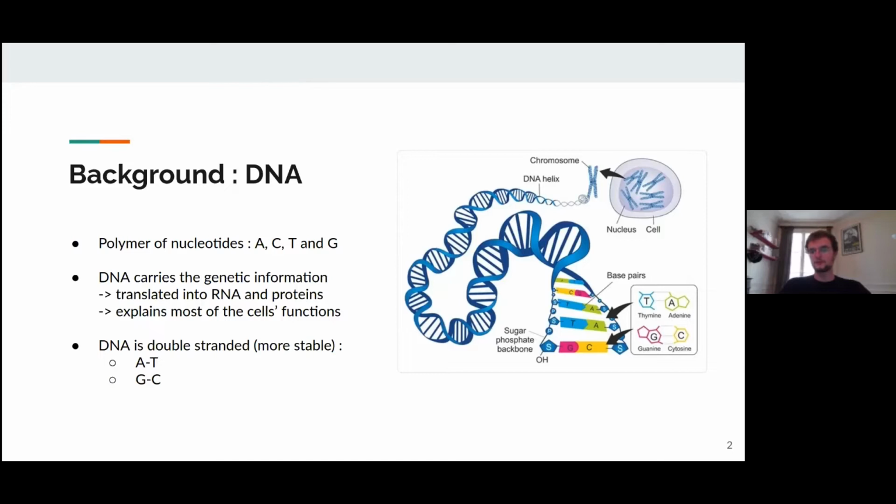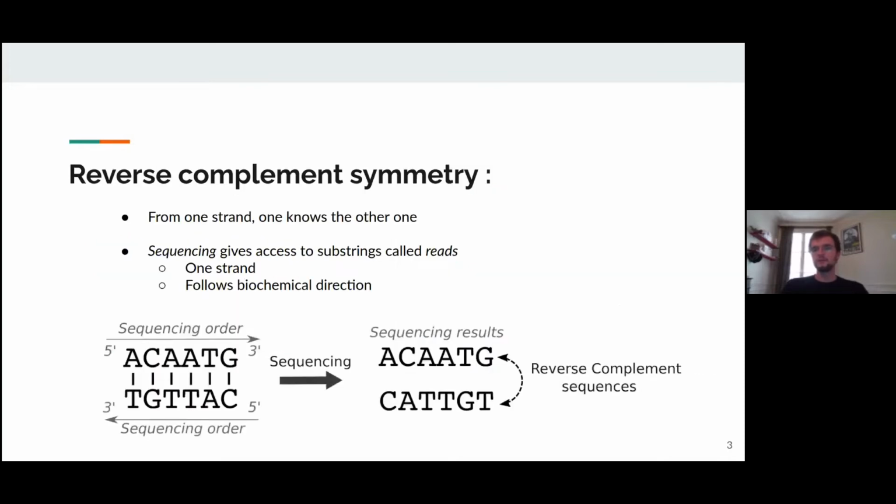In terms of structure, this code is double-stranded, which makes it more stable. A nucleotides always get paired with T, and G nucleotides always get paired with C. This basically induces a redundancy, because if you're given a strand, so one half of the ladder, you can deterministically know the other half of the ladder. That's coined as a reverse complement.